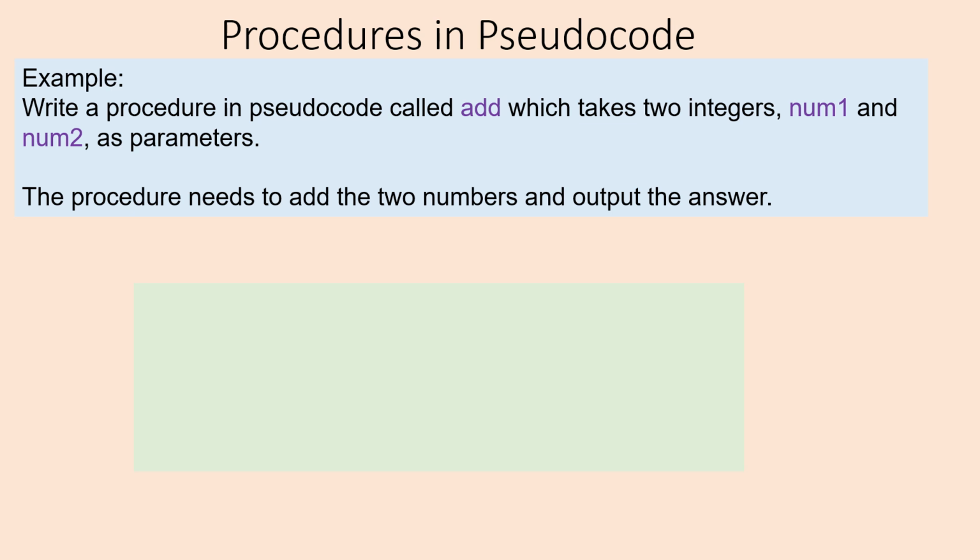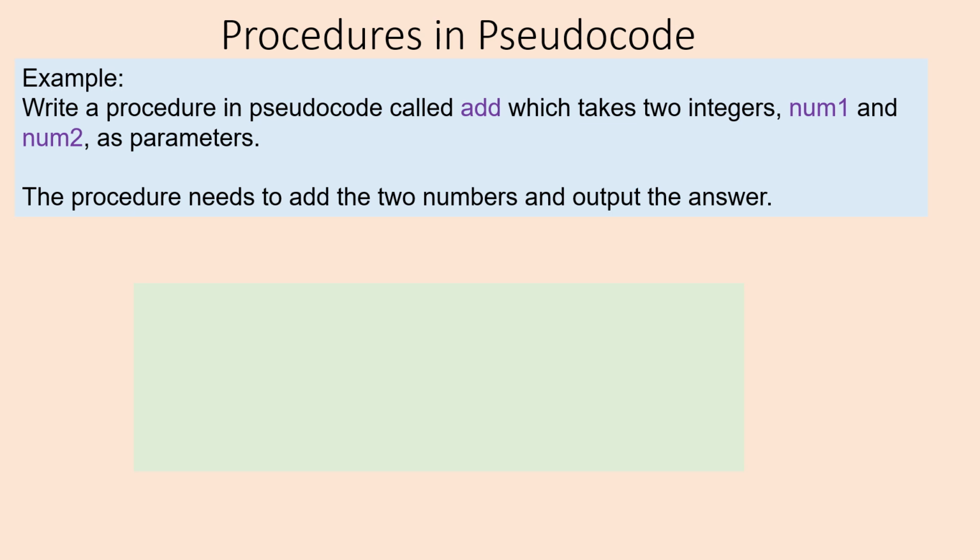Right, so let's go through an example together now. So we're going to write a procedure. We'll do some functions after, but let's start off with procedure. So write a procedure in pseudocode called add, which takes 2 integers, num1 and num2 as parameters. The procedure needs to add the 2 numbers and output the answer.